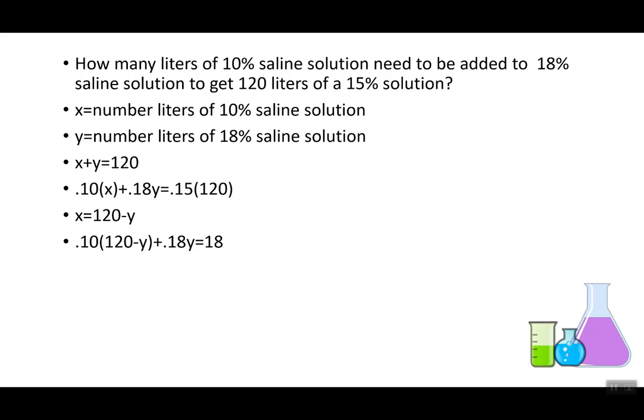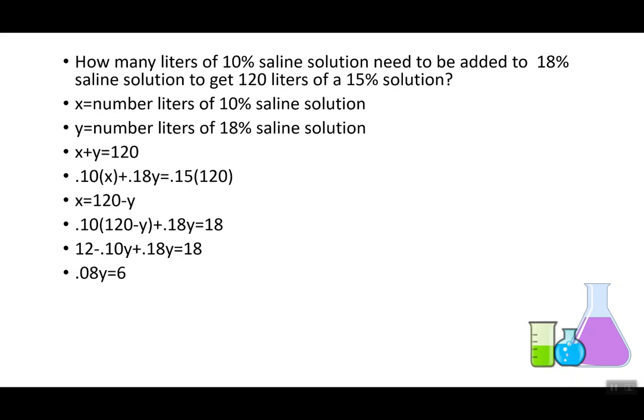I need to expand this. So I multiply the 0.10 times the 120, it gives me 12. 0.10 times Y is just 0.10Y. Notice it's negative because there was a subtraction in between. And then I have the 0.18Y. Now I have 0.08Y is 6, so that 18 minus 12 gave me 6. I divide the 6 by 0.08, it says 75, and we know that's in liters. And then to get the value of X, I do 120 minus 75, which says 45.